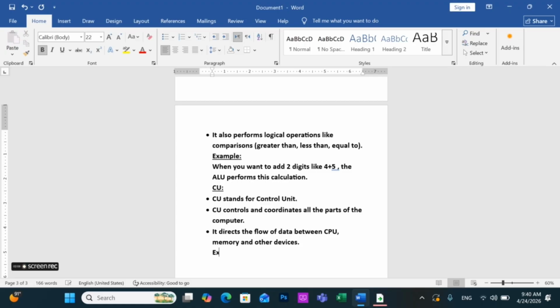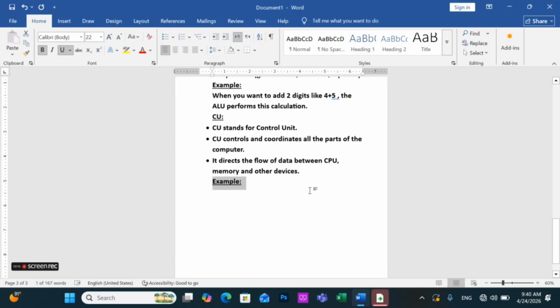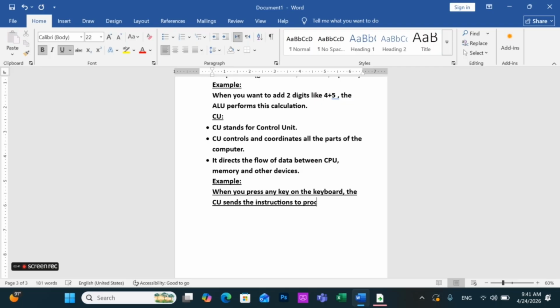Now you have to write the example. When you press any key on the keyboard, the CU sends the instruction to process the input. Okay, so this is your CU example, control unit example.